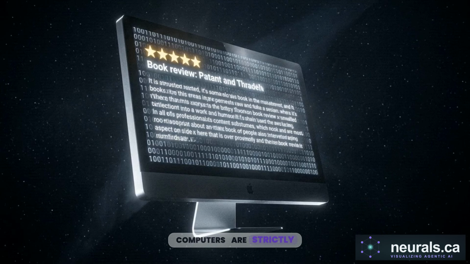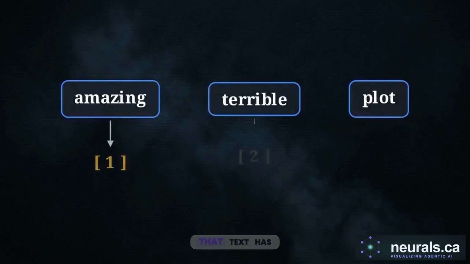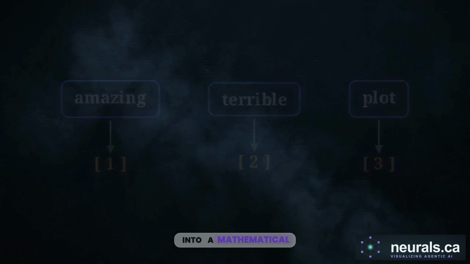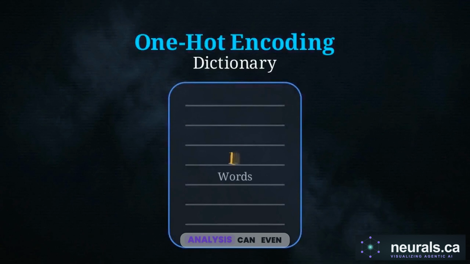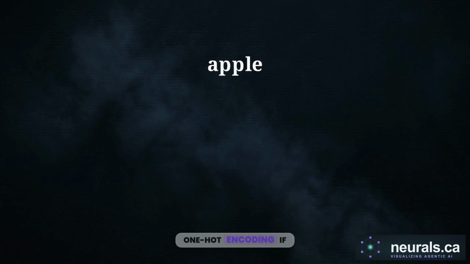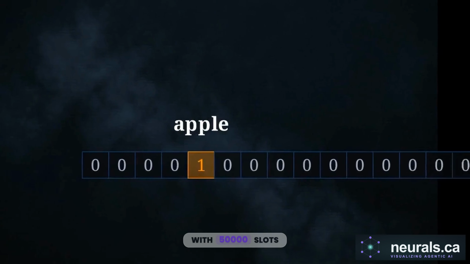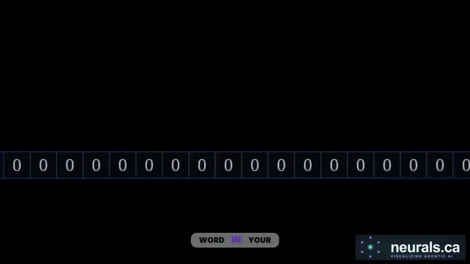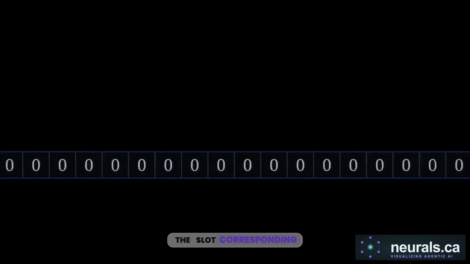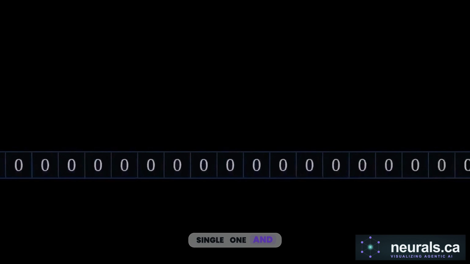Computers are strictly numeric engines. If you want an algorithm to analyze a book review, every single adjective and noun in that text has to be converted into a mathematical format before the analysis can even begin. The naive way to do this is called one-hot encoding. If your dictionary has 50,000 words, you create an array with 50,000 slots for every single word in your text. You fill the slot corresponding to the active word with a single 1 and leave every other slot as a 0. From a memory standpoint, this is highly inefficient.